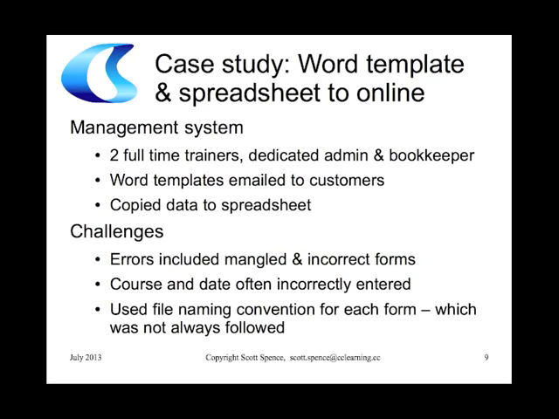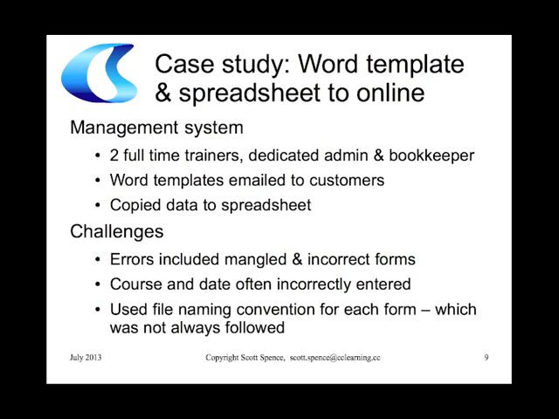And that information, when it was received back, might be printed from the Word template, and then a fax comes back, or they might have filled out the Word template and it's received back via email and then entered into a spreadsheet. The challenges here were there were errors included in the mangled or incorrect form. Sometimes when a form was emailed back, it wouldn't have the right format, etc. The course date was often incorrectly entered, so people would manually have to enter these course dates in and the location. And if they were filling in multiple forms, which you hope they do, they could use data from a previous form, and usually there were errors in about one of three forms consistently.